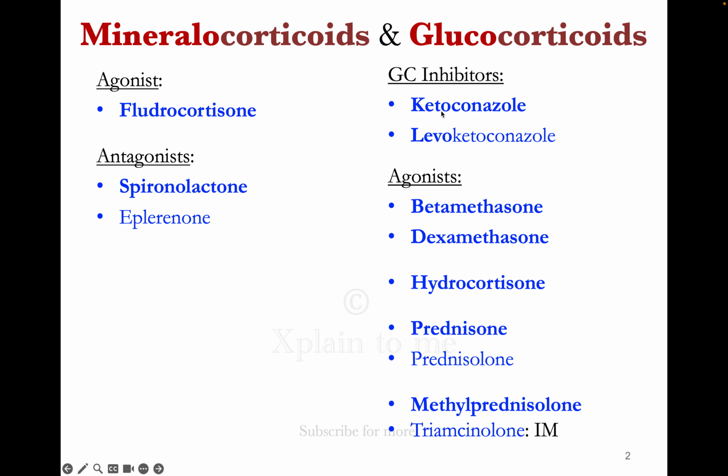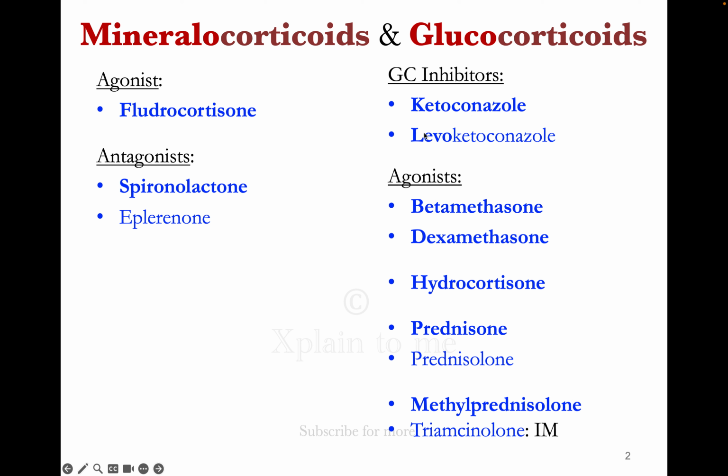Two major adverse effects of this drug: one is hepatotoxicity. Hepatotoxicity is the major one, and it can get into a severe condition. The other is gynecomastia in males, with a mechanism similar to spironolactone. So we learned two drugs with gynecomastia, one in mineralocorticoids, spironolactone, and one in glucocorticoids, ketoconazole. And hepatotoxicity is the major one.